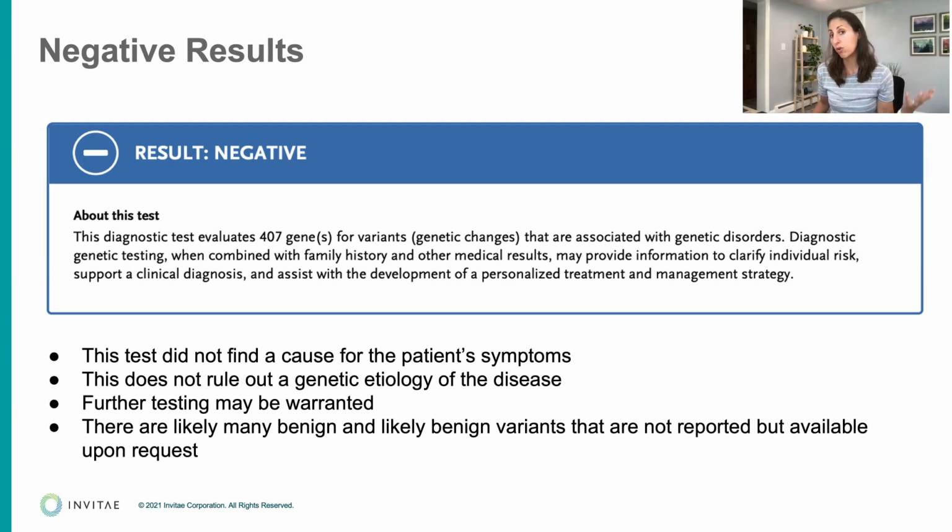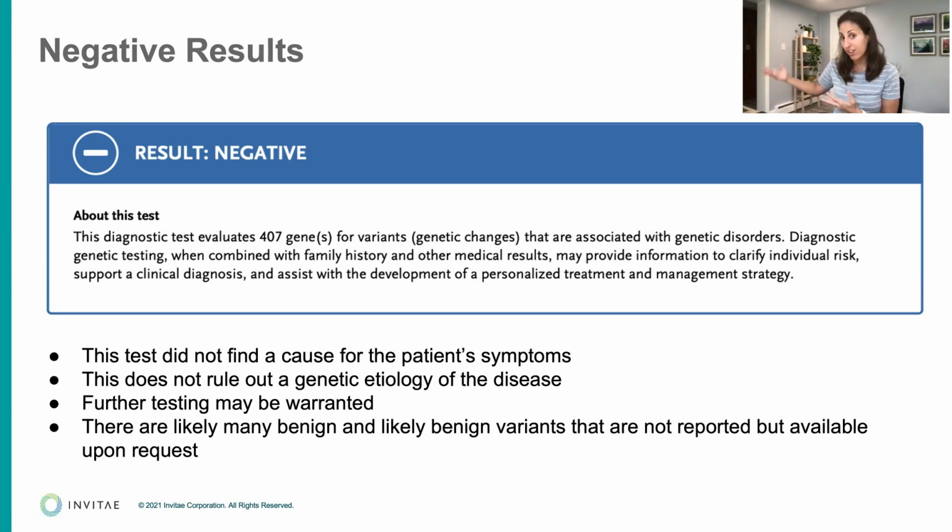We may have to go to a larger test. Maybe we didn't test the right gene. Maybe we didn't test the right region of the gene. There's lots of different reasons why we may not have found something that truly does exist in the individual's DNA. It's also important to note that just because it's negative doesn't mean we didn't find variants, but often we don't report all those benign and likely benign variants.